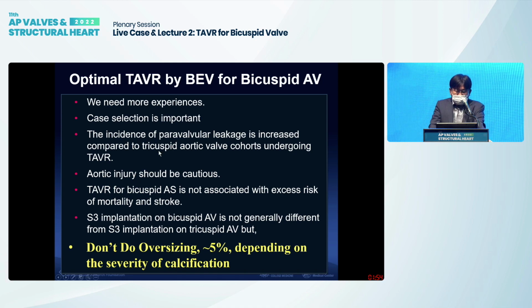Incidence of PVL is increasing compared with tricuspid aortic valve disease, particularly when you treat the bicuspid aortic valve disease by the self-expandable device. Aortic injury should be cautious. However, TAVR for bicuspid AS is not associated with excess risk of mortality or stroke. SAPIEN 3 implantation on bicuspid aortic valve is not generally different from SAPIEN 3 implantation on tricuspid aortic valve, but don't do oversizing, and depend on the severity of calcification. Thank you for your attention.